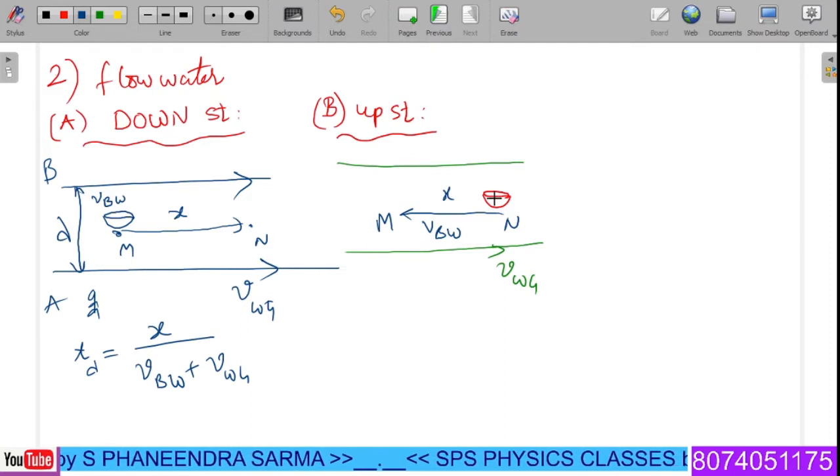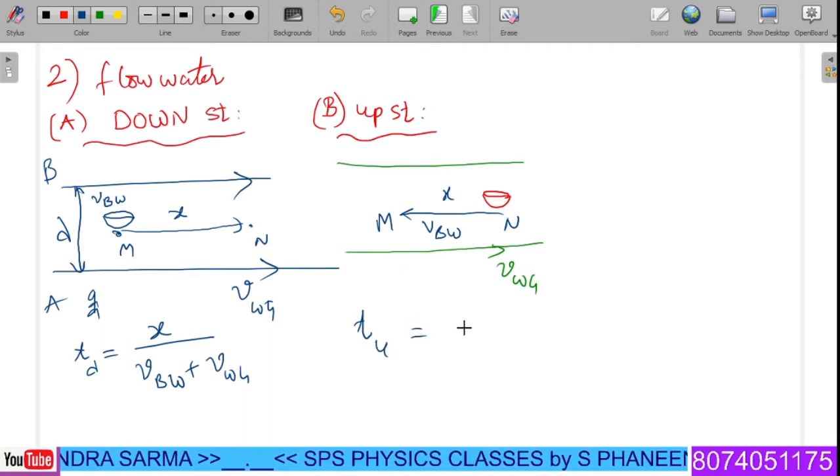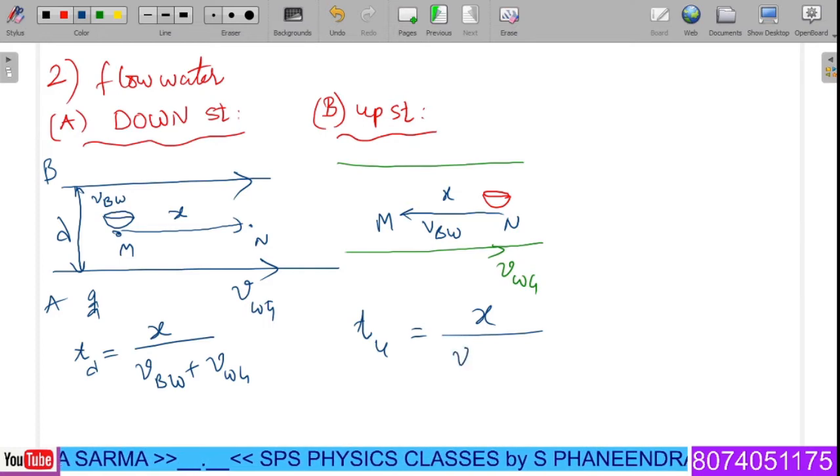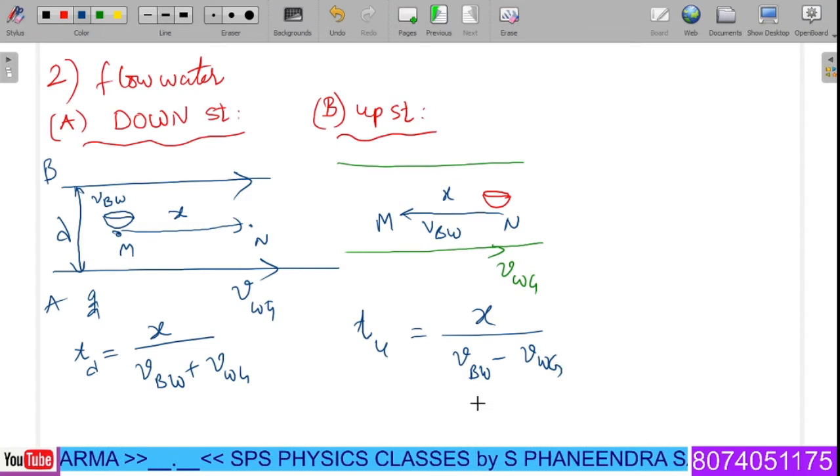The speed of the boat dominates compared to the speed of the water. That's why the boat will try to move against the upstream. So at this condition, the time required to move in the upstream direction, that is called T upstream, is given by x by velocity of boat, which should be dominant. Therefore, VBW minus VWG we can write down here.